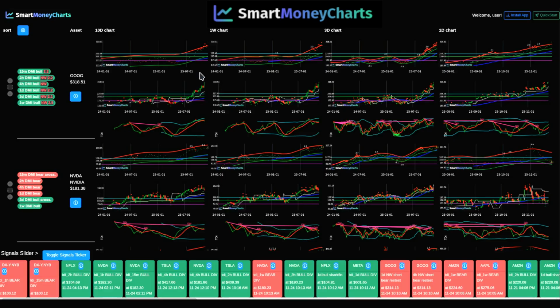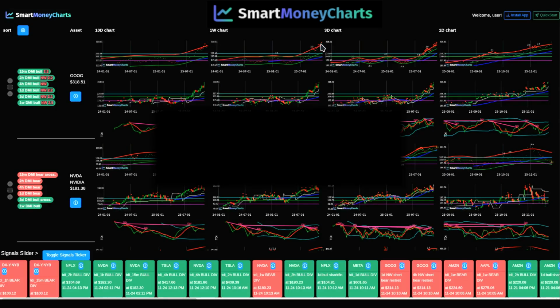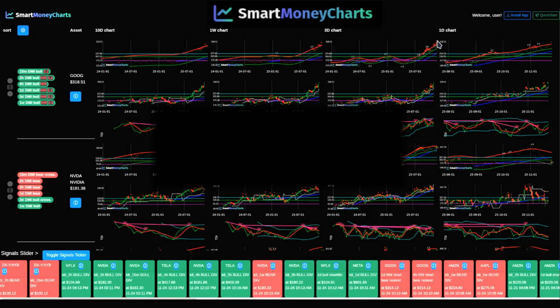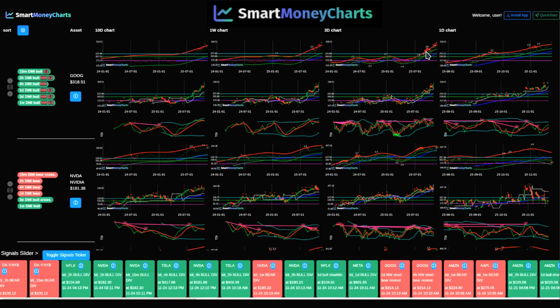So we've got a shark fin forming on the 10-day. Okay, we're outside the Nvidia Watson on the upper volatility band on the weekly. And you can see that on the 3-day, there's also another shark fin forming here. The momentum is bullish. And you can see that here. All these are green. This is the momentum.